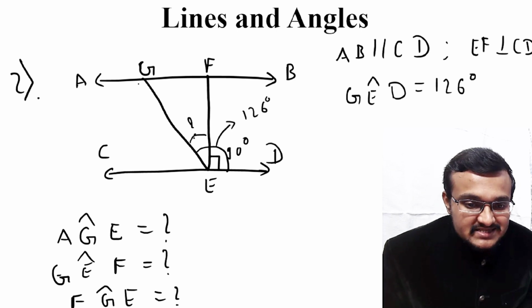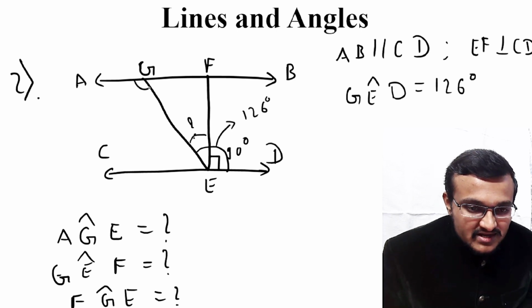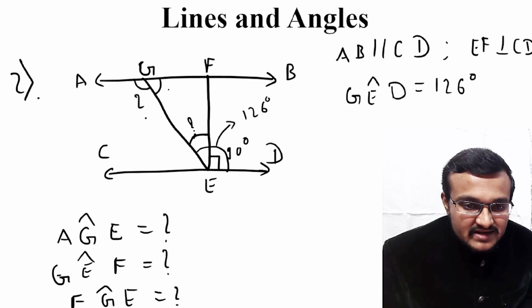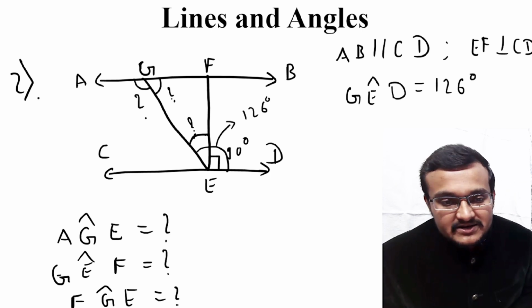So you have to find out AGE. AGE means this particular angle you have to find out. And at last you have to find out FGE, that is this particular angle also you have to find out.